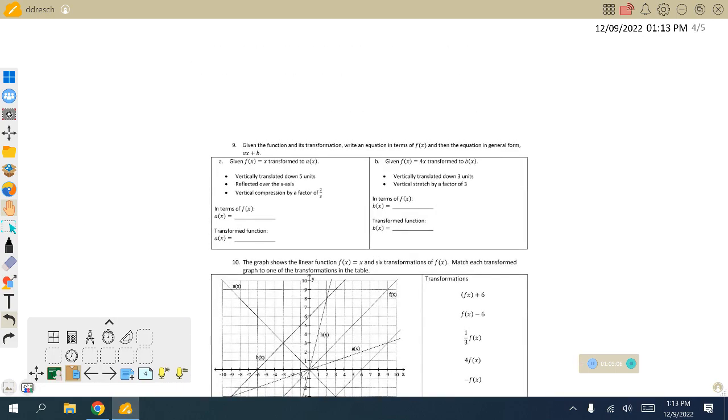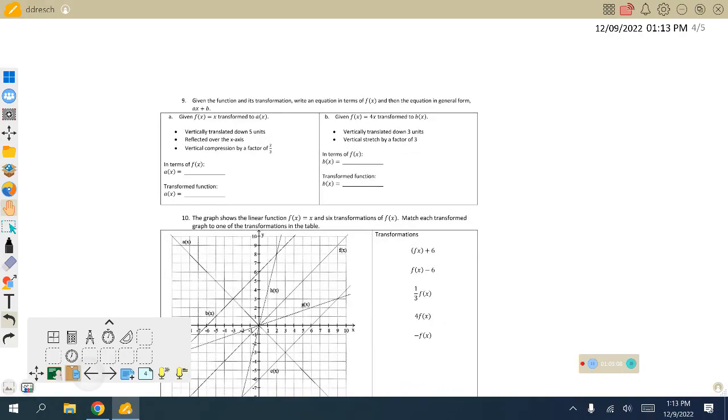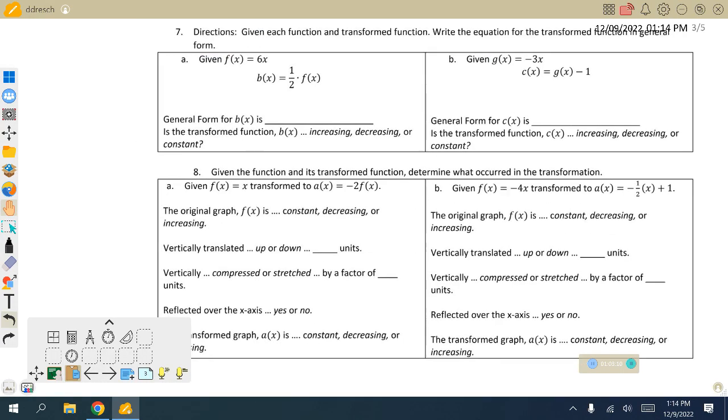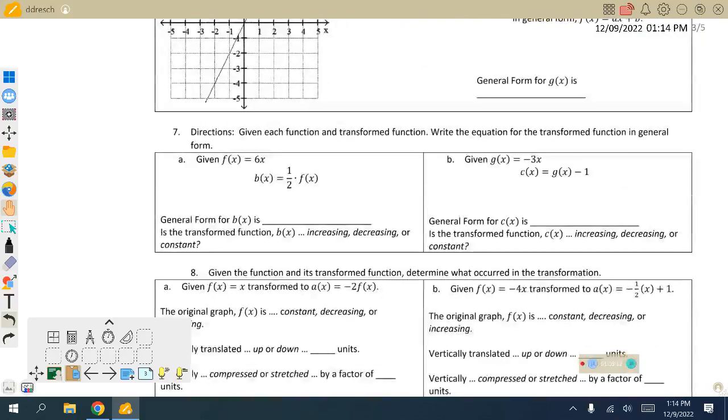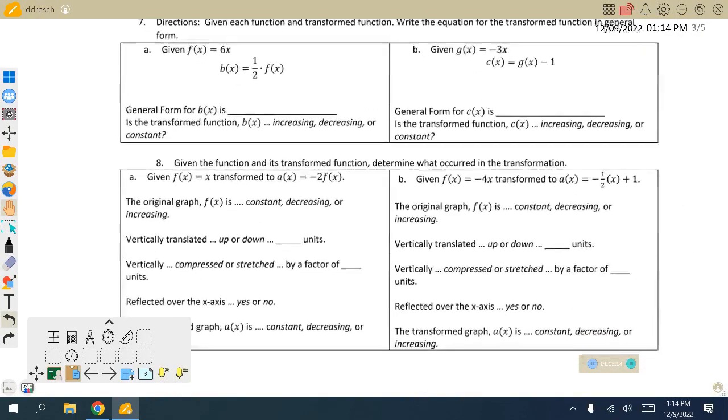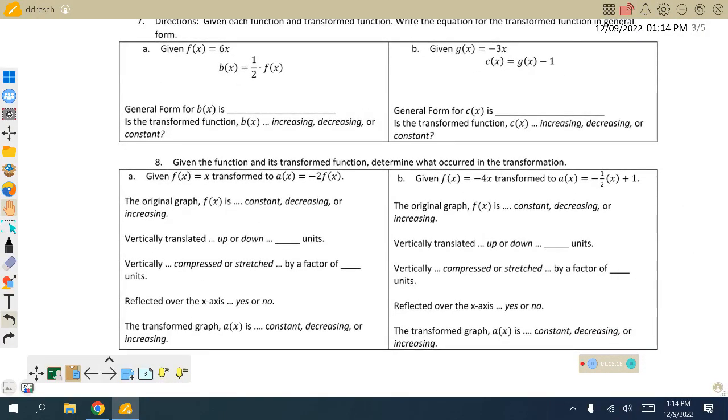Okay, so let's go back to our test review. Let's go find some transformations that go with it, and let's finish this thing up for today. Let's look right here on number 8. Go find 8 there on your review. This is kind of what we just talked about. And on number 8, what do we got?